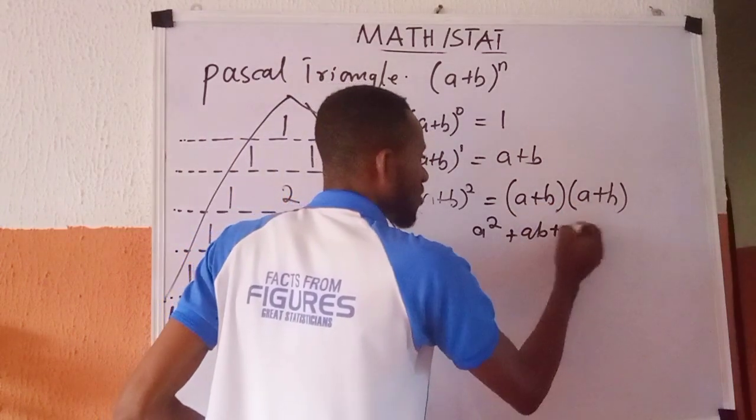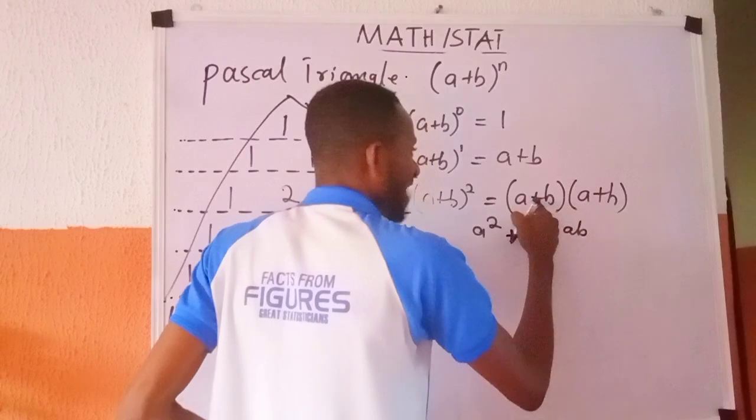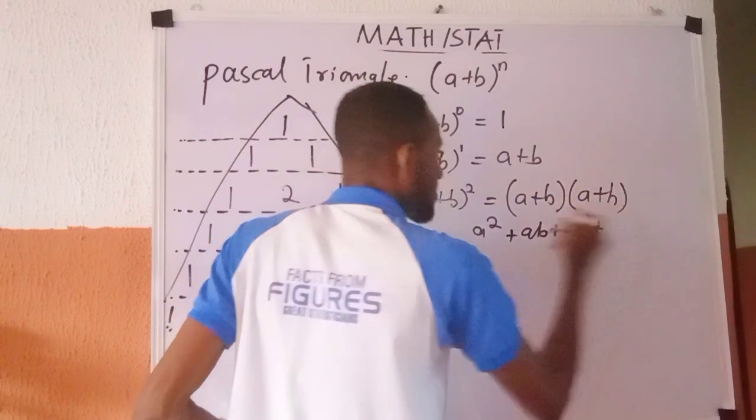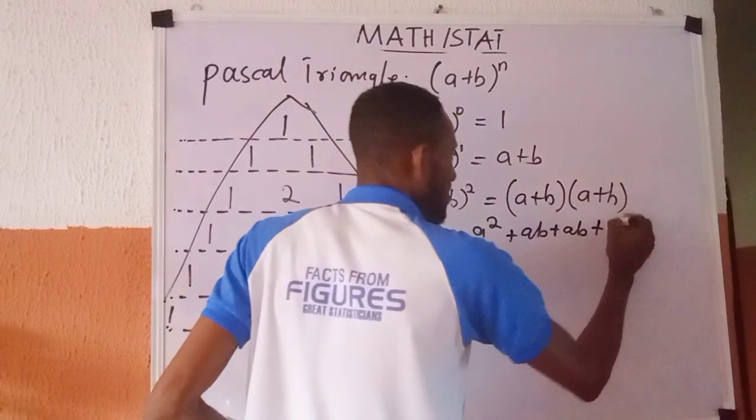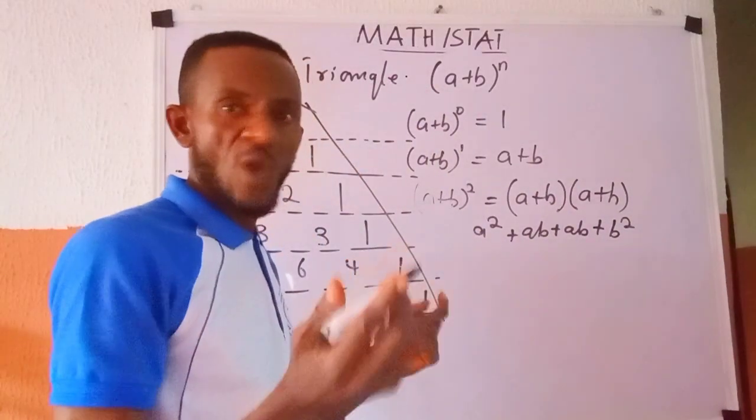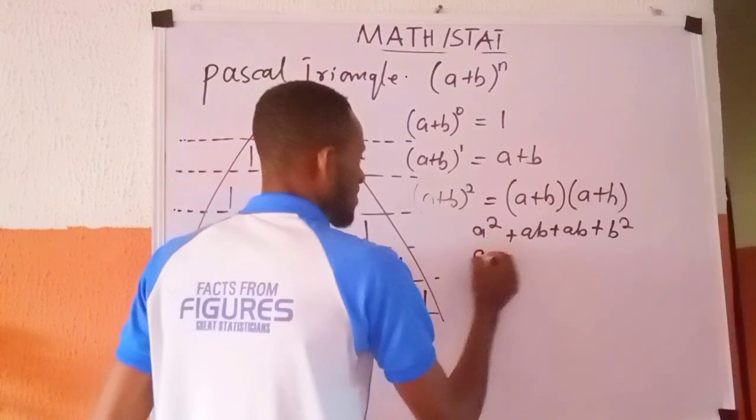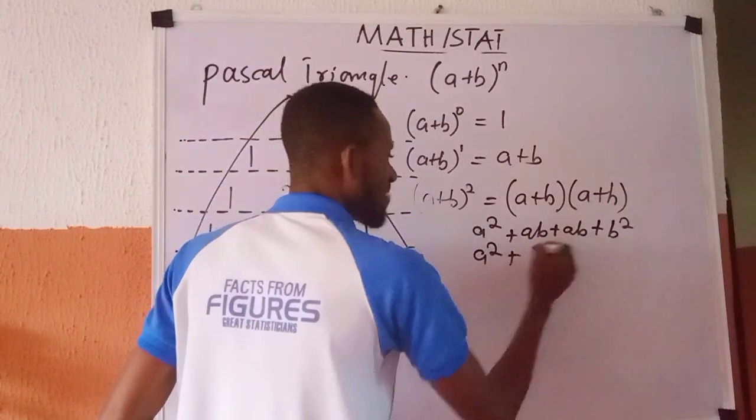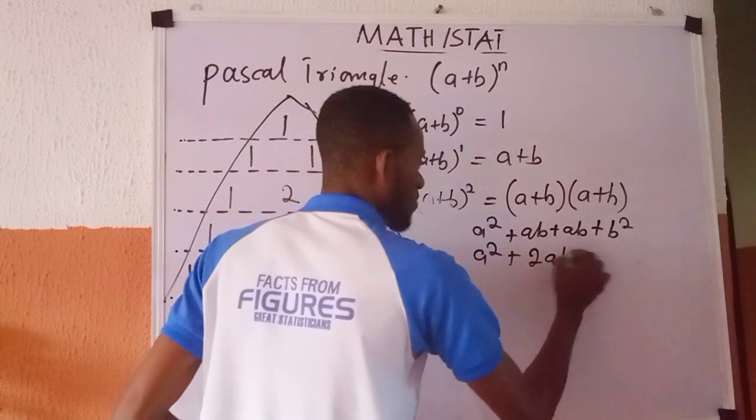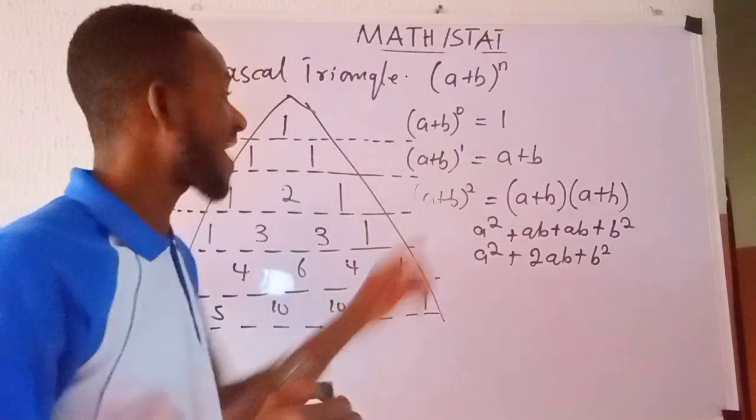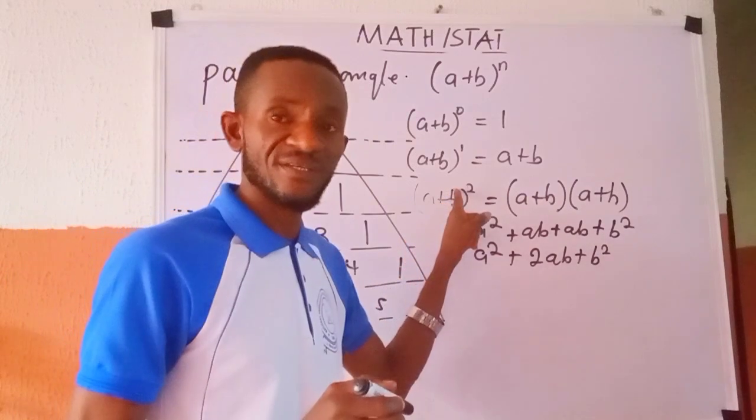B times A is just like AB. The sign here is positive, the sign here is positive. Positive times positive is positive. B times B is B raised to power 2. What do we do here? This becomes A raised to power 2 plus AB plus AB will give me 2AB plus B raised to power 2. And this becomes the answer of expansion of this.